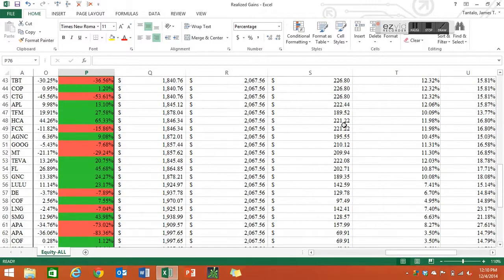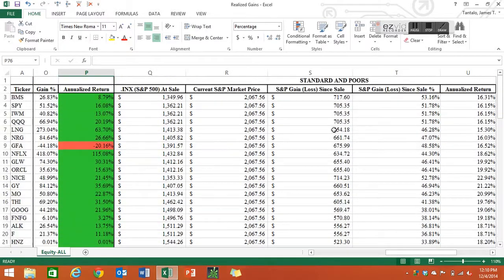So now we're over here in the S&P. So what we did in order to compare our individual securities' returns to the S&P 500 is we took the S&P 500 value at the date of sale. So the closing price, or the price at 4 p.m. on the day that we sold it. Because remember, the market's open from 9:30 a.m. to 4 p.m. for our normal securities and equities. And we also have the current market price.